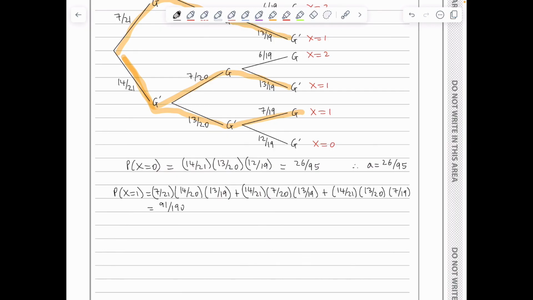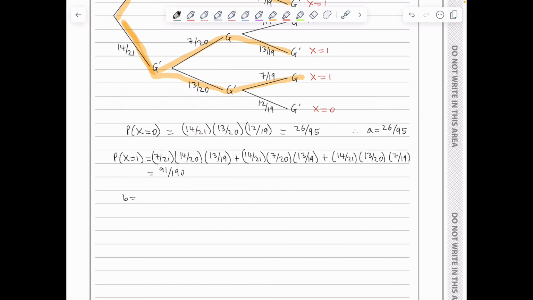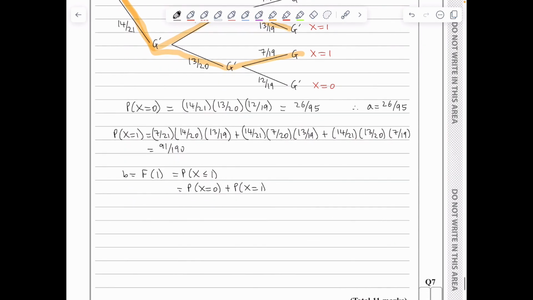Now remember that B was capital F of 1, which is the probability of x being less than or equal to 1, which is simply the probability of x is 0 plus the probability of x is 1. We have found that the probability of x is 0 is 26 over 95. The probability of x is 1 is 91 over 190, and this gives an answer of 143 over 190, which is the value of B.